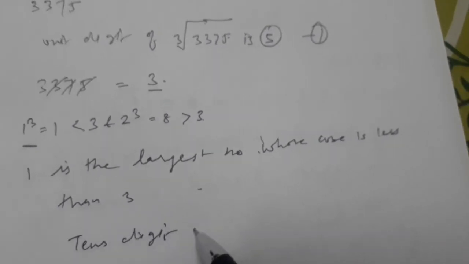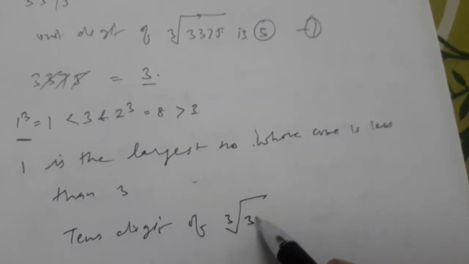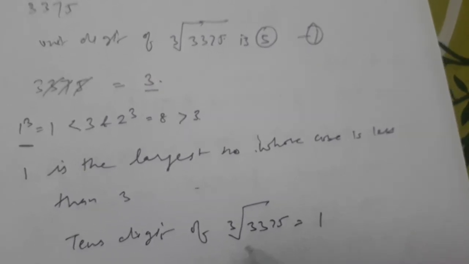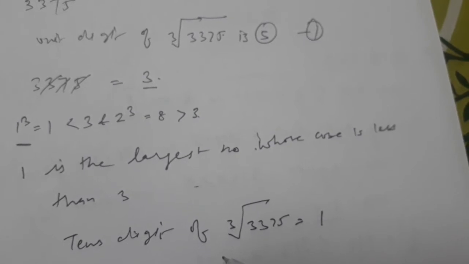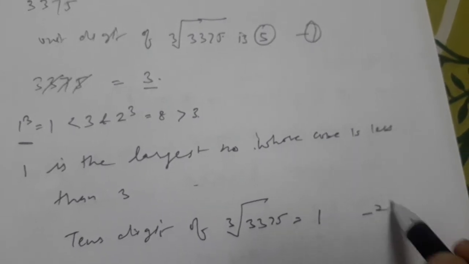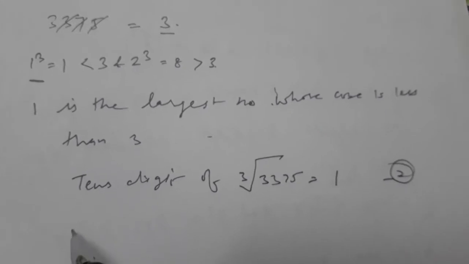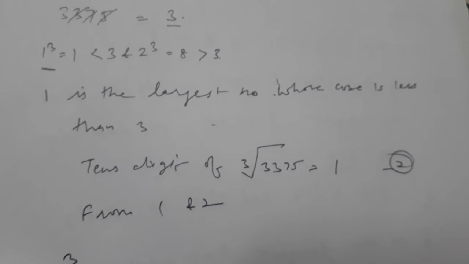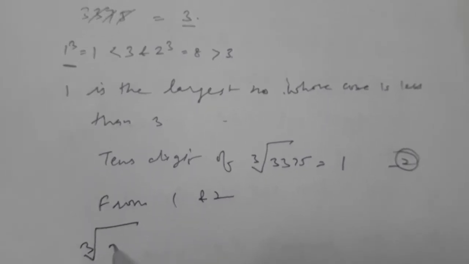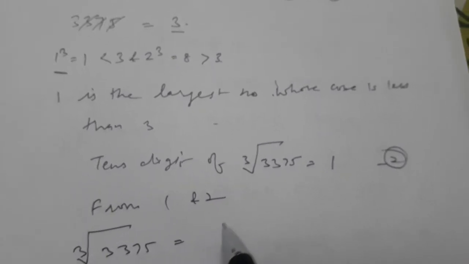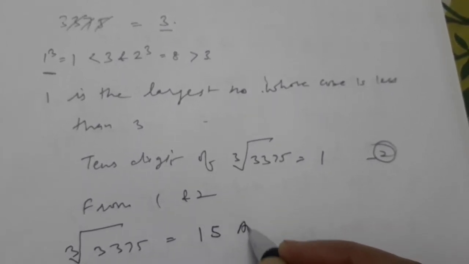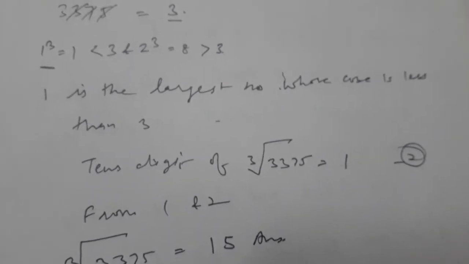So the tens digit of the cube root of 3375 is what? 1. So it will become our second statement. So from 1 and 2, the cube root of 3375 would be what? 15. This would be our answer. Hope the question is quite clear.